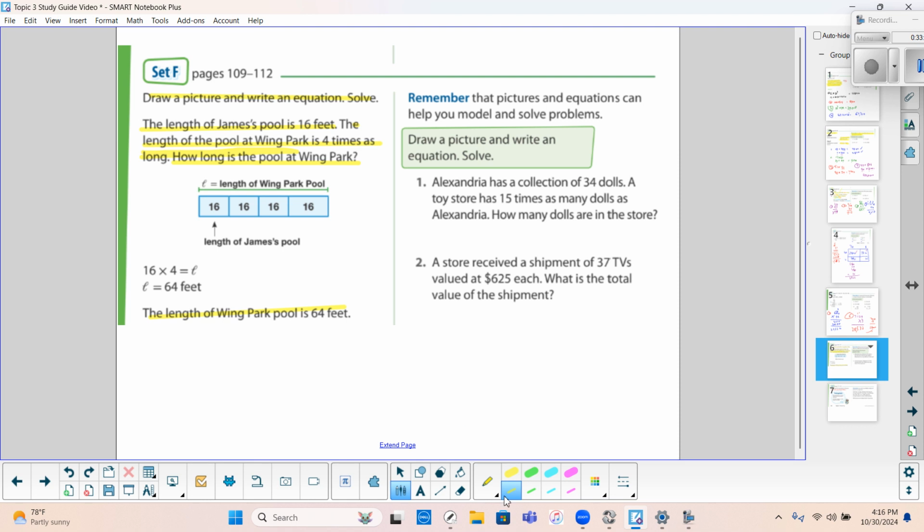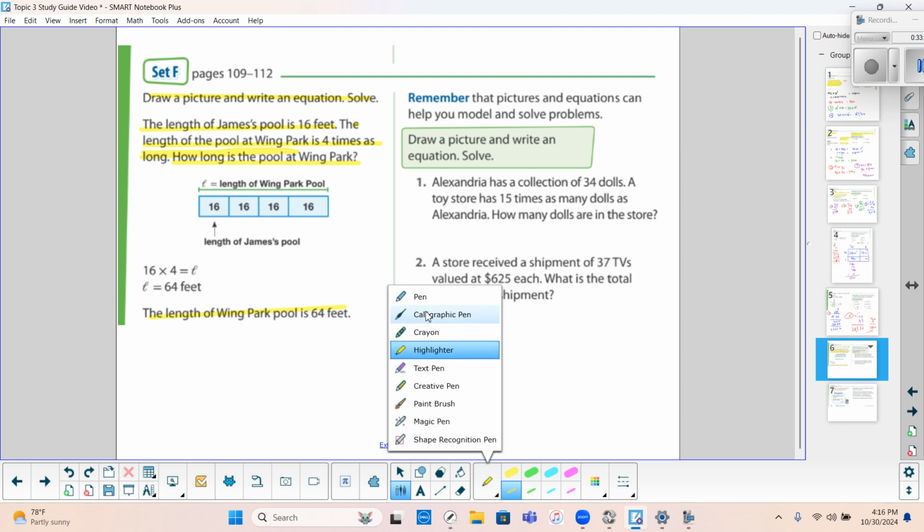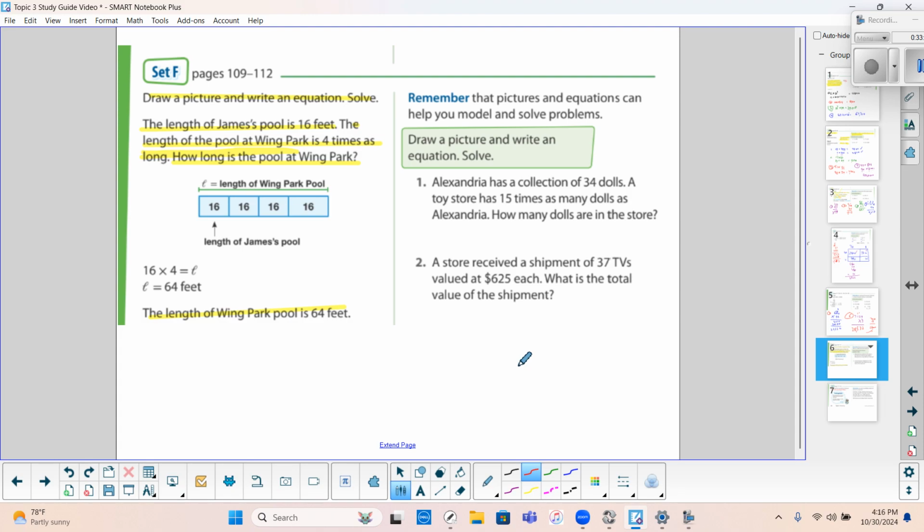So we're going to draw pictures to do these problems, and then we're going to do the math, and write an equation. Remember that pictures and equations can help you model. Draw a picture and write an equation to solve. So let's do number 1 first. Alexandra has a collection of 34 dolls. A toy store has 15 times as many dolls as Alexandra. How many dolls does the store have?